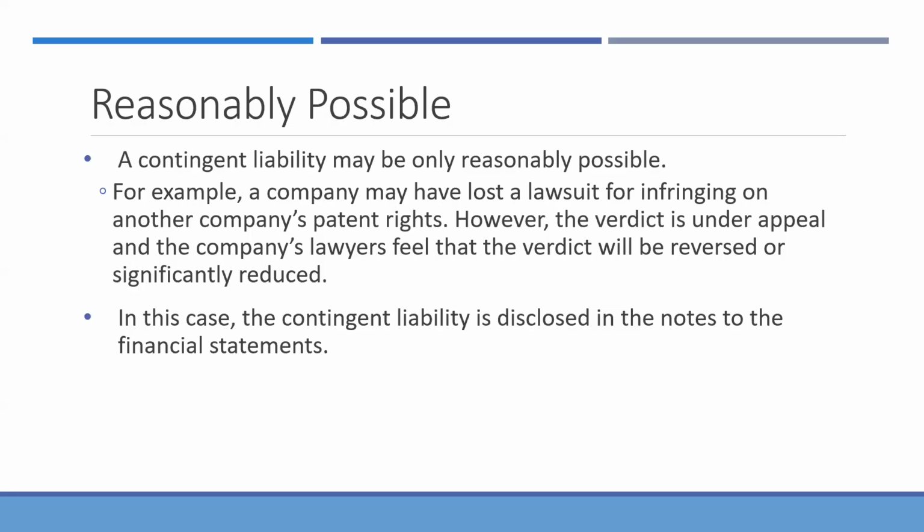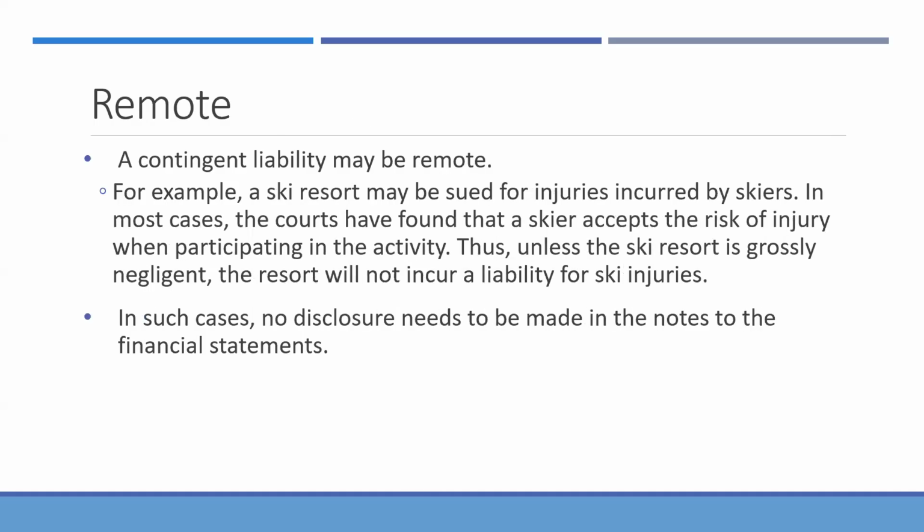And so say there's a patent right lawsuit, the verdict is under appeal, and the company feels that it's possible that they're not going to have to pay it or that it's going to be significantly reduced. Then they're going to disclose it, not accrue the expense.